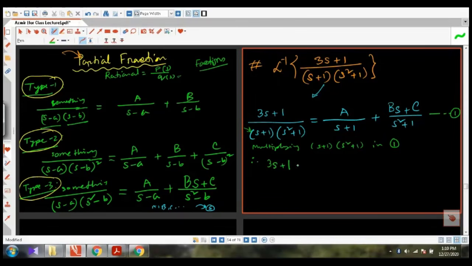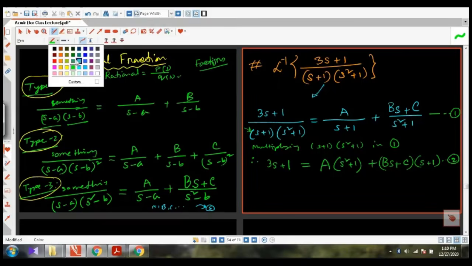So 3s plus 1 in the left side equal to a times, so s plus 1 will be cancelled, but we will have s squared plus 1 also, right? So it will be a times s squared plus 1. Do you understand? And what will be here? It will be s plus 1. Is it okay?